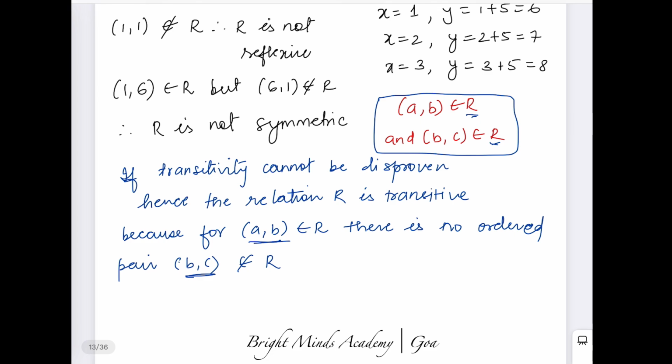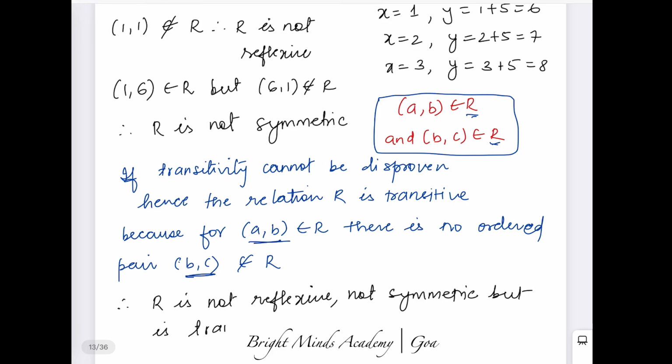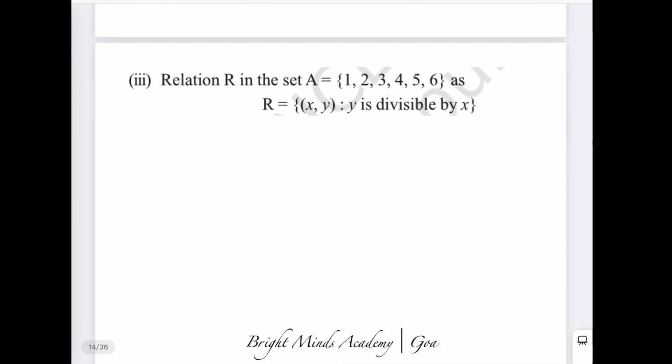Now hence we'll write down the final statement. Therefore R is not reflexive, not symmetric, but is transitive. So we'll go to the next question right here.